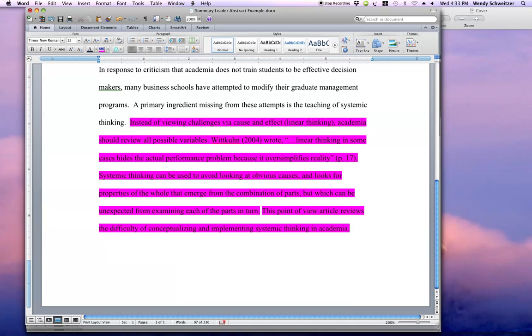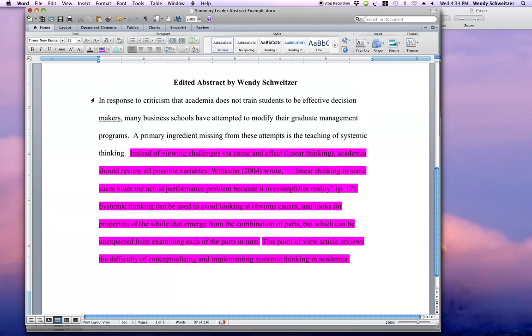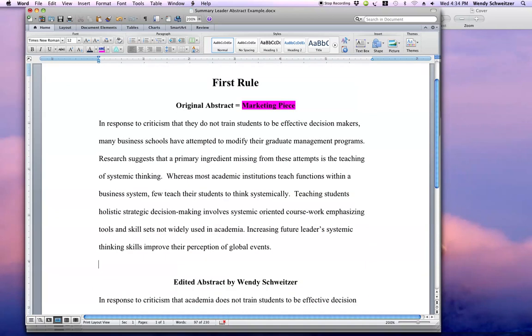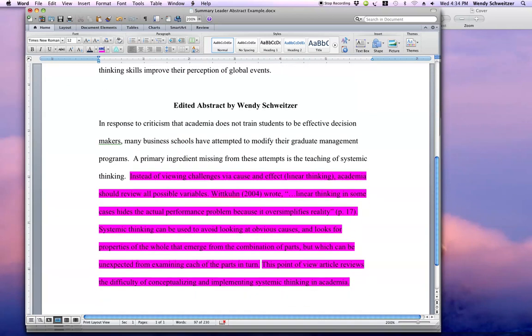Systemic thinking can be used to avoid looking at obvious causes and looks for properties of the whole that emerge from the combination of parts, but which can be unexpected from examining each of the parts in turn. This point of view article reviews the difficulty of conceptualizing and implementing systemic thinking in academia. So this is what I changed, what I wrote, and then this is what was given to me. So don't be surprised if you have to do a lot of changing in the actual paper. Once again, your goal is to make certain that it sounds like one individual wrote the paper. Let's go to the next rule.